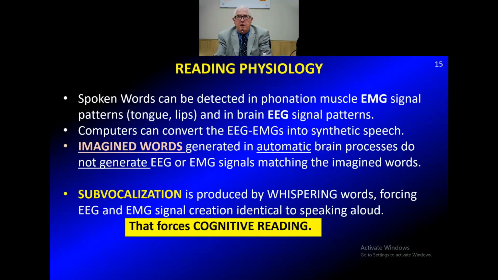I'm speaking now at about 150 words a minute. If you speed read, you read at a rate of about 900 words a minute. Reading normally slowly is up to about 200 words a minute. So spoken words can be detected in electromyogram signals in your tongue and lips and in brain EEG signals. And those precise electrophysiological signals identically replicate the word that generated those signals. And it's possible to train computers to read those signals and create synthetic speech that matches yours.